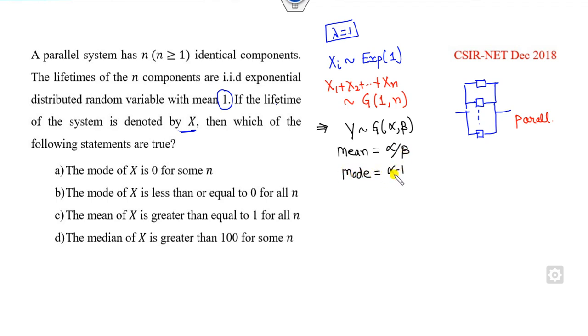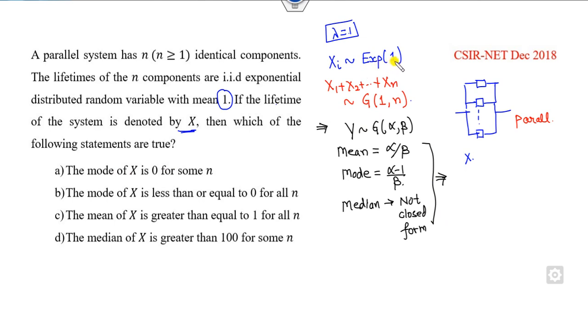What is the mode of y? Mode of y is alpha minus 1 over beta. What is the median of y? Median of y is not given in closed form. Fine. Now based on this simple concept we can get the answer. So look at that. First value, mode of the x. So what is the mode of the x size?